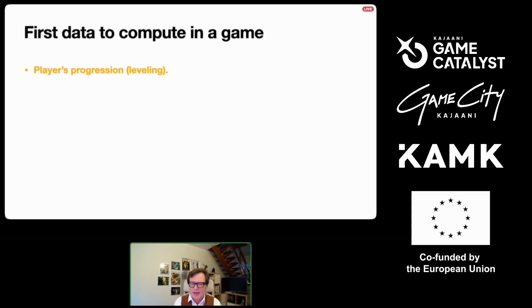Now, what kind of data will we be talking about? I'll talk about players' progression, because this is probably the first set of data to define. It's the backbone of many games that rely on players' progression for their long-term engagement and therefore their monetization for mobile games.